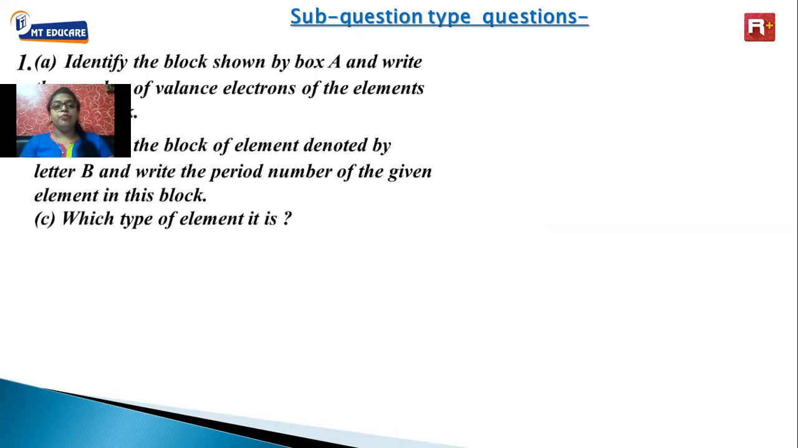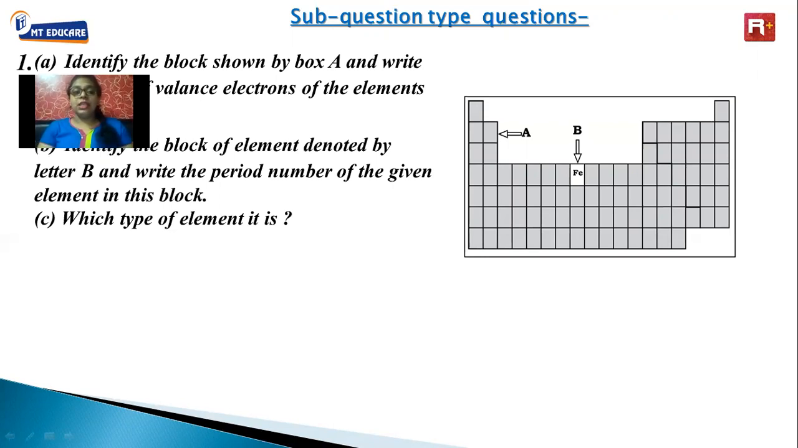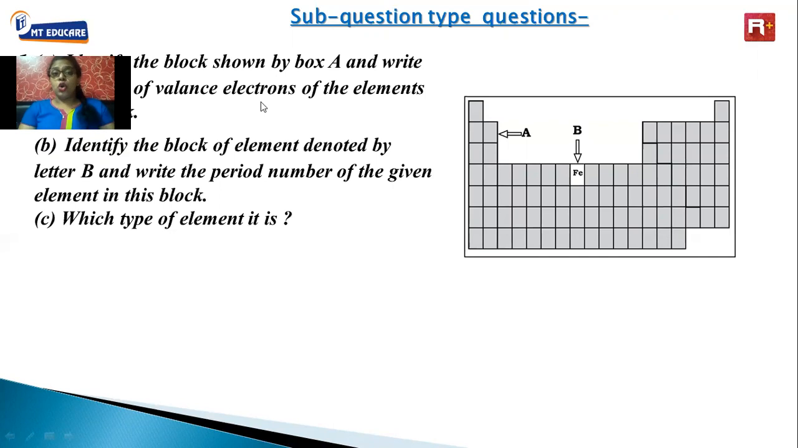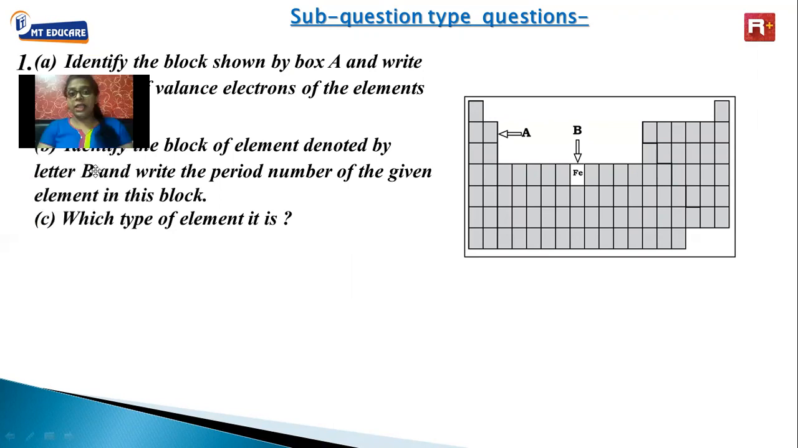Okay, for example, we have a question related to the periodic table. So a diagram is given and a question has been asked. The first question: identify the block shown by box A and write the number of valence electrons of the elements in this block. So identify the block shown by box A, and write the number of valence electrons of the element in that box.